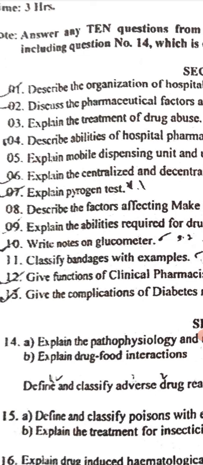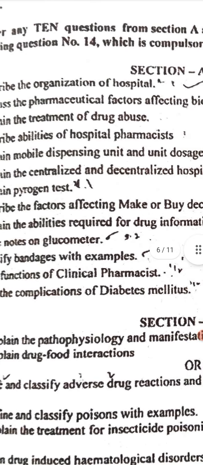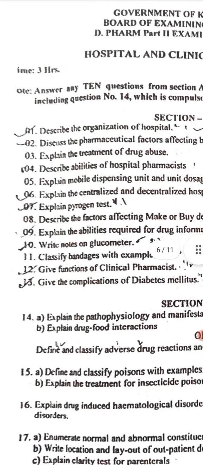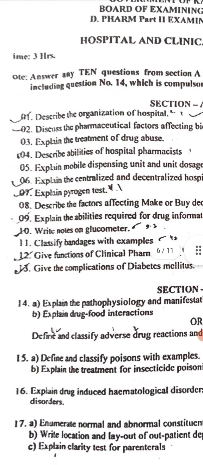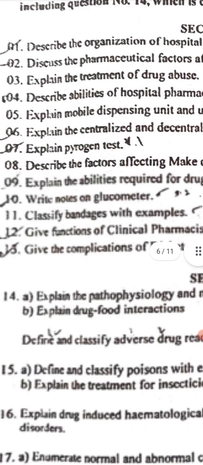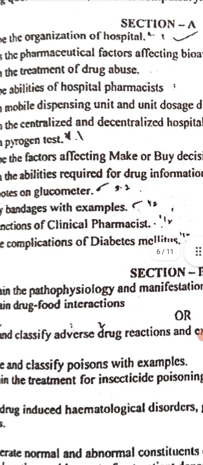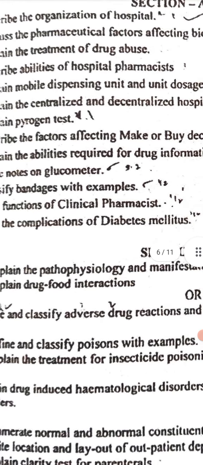Seventh is explain the pyrogen test. Eighth is describe the factors affecting the make or buy decision. Ninth is explain the ability requirement for the drug information specialist. 10th is write a note on the glucometer. 11th is classify the bandage with example. 12th is give the function of the clinical pharmacist. 13 is give the complications of diabetes mellitus.